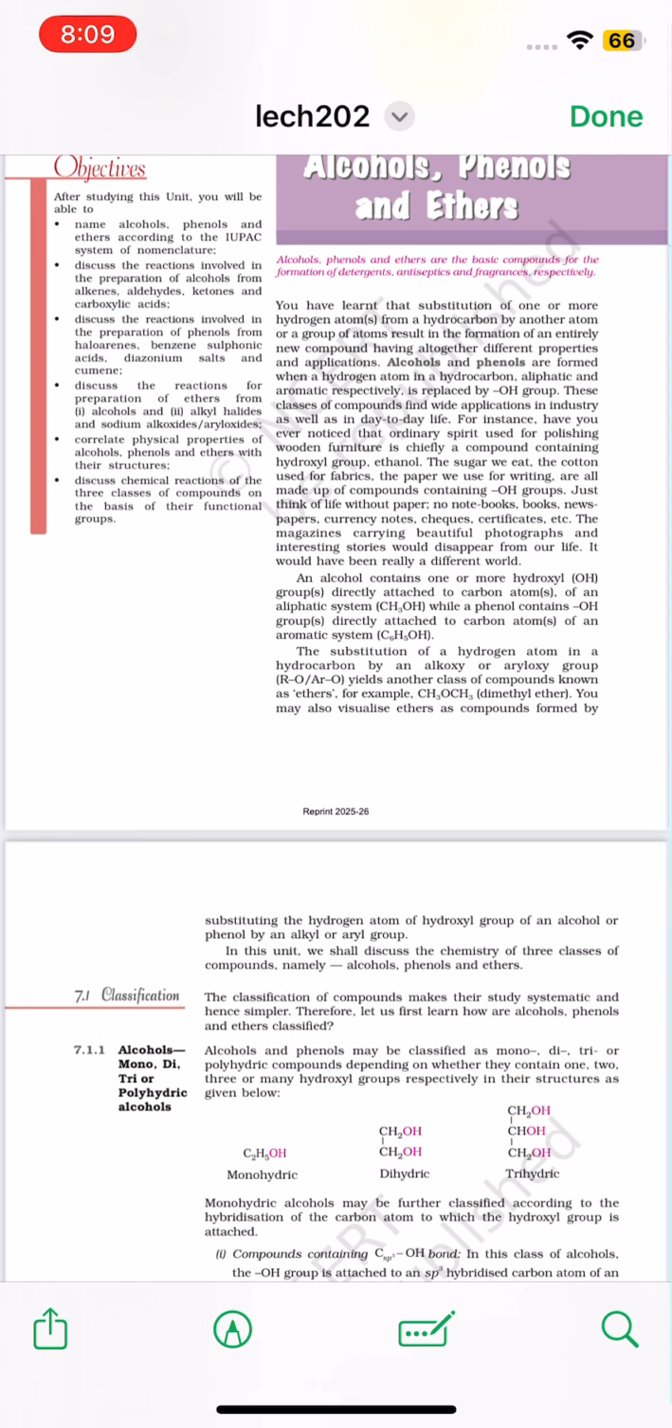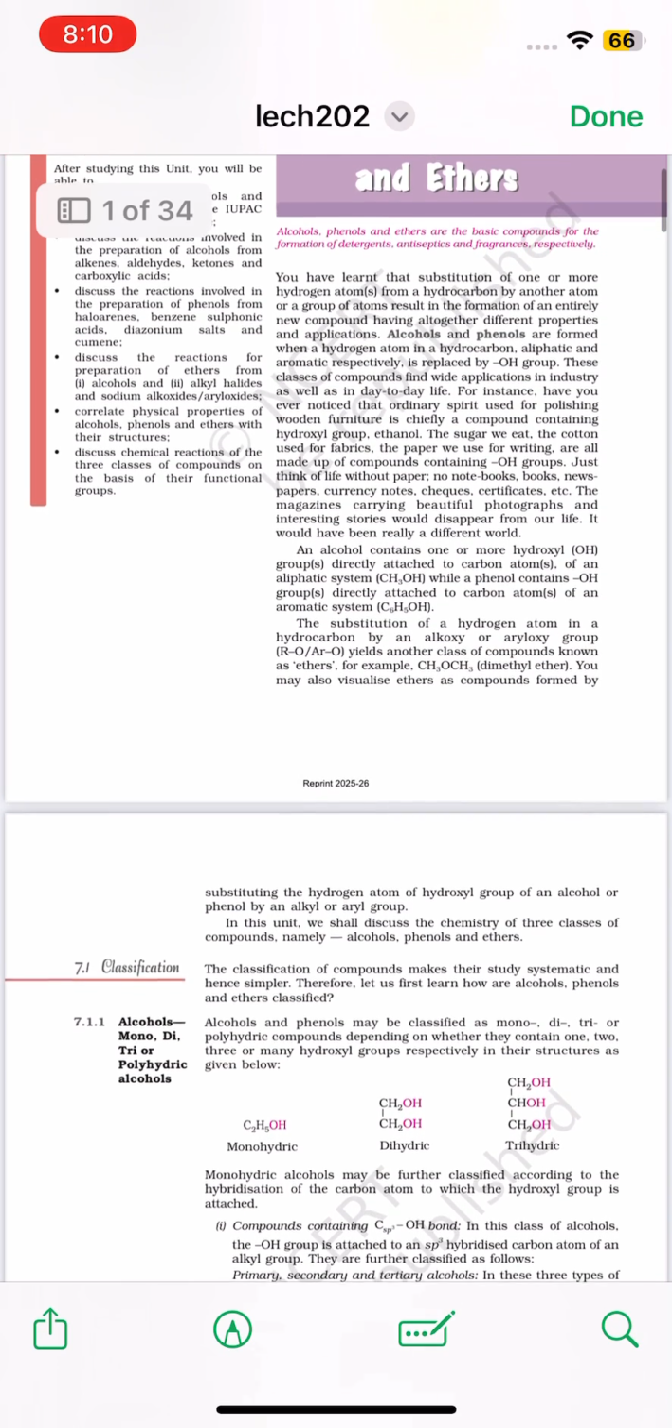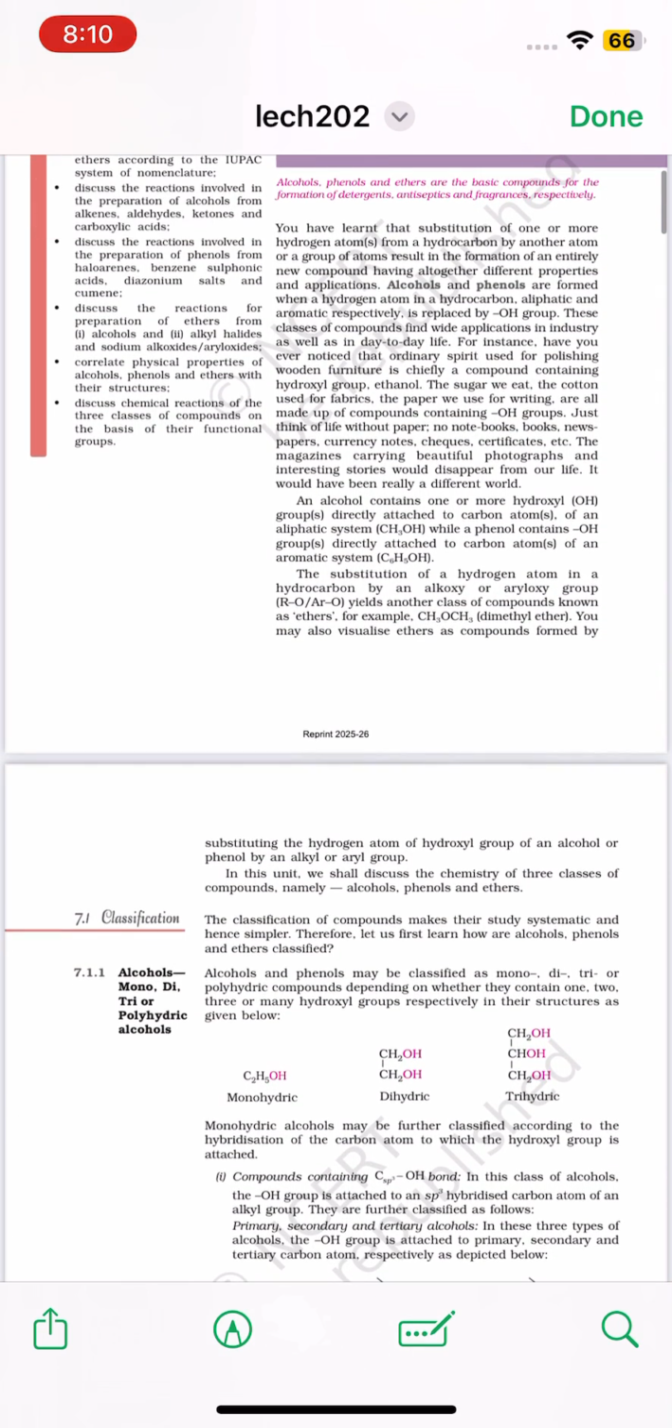For instance, have you ever noticed that ordinary spirit used for polishing wooden furniture is chiefly a compound containing a hydroxyl group, ethanol? The sugar we eat, the cotton used for fabrics, the paper we use for writing are all made up of compounds containing OH groups. Just think of life without paper, notebooks, books, newspapers, currency notes, checks, certificates, etc. The magazines carrying beautiful photographs and interesting stories would disappear from our life. It would have been really a different world.